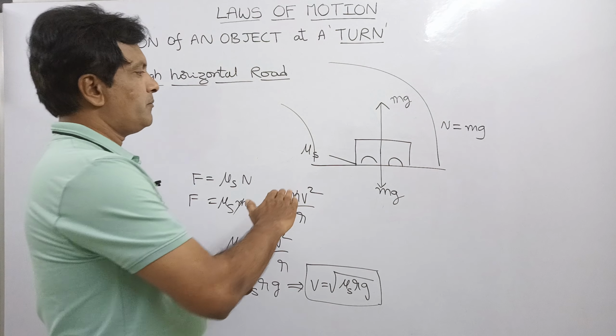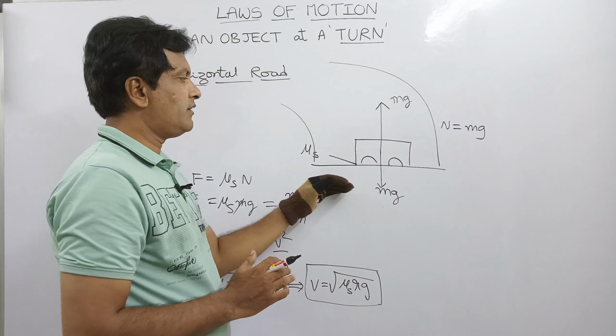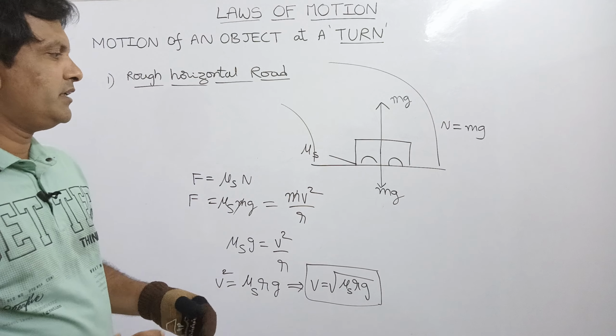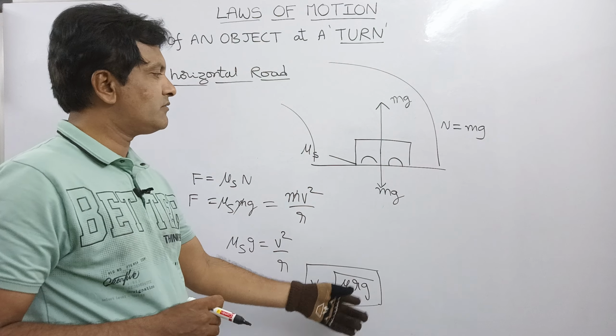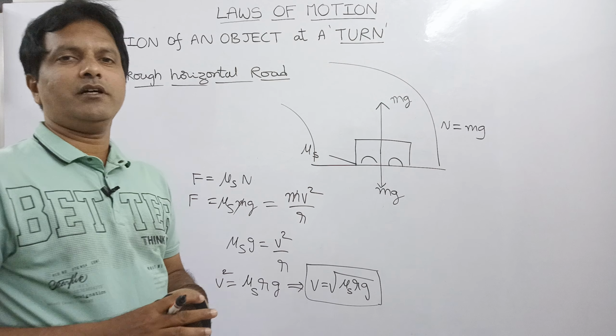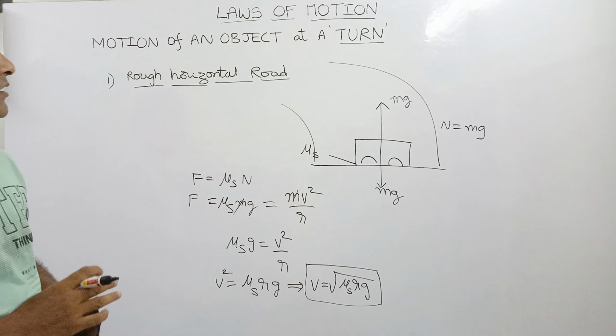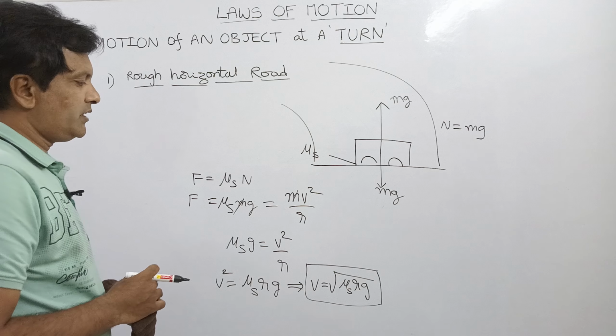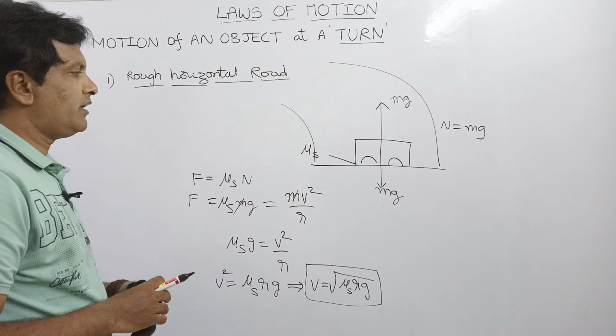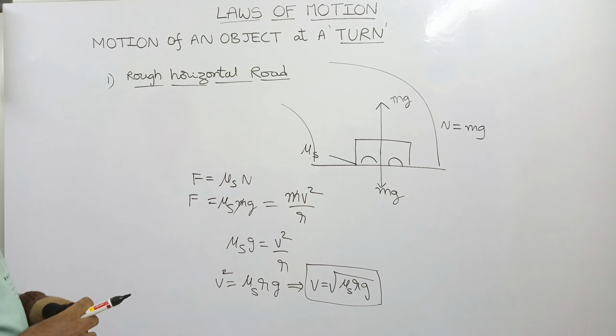There is no banking, that means the road is level. So the only possibility, if the vehicle exceeds this velocity, is falling away from the curve. So that is how we can measure the velocity on a level road at a turning.